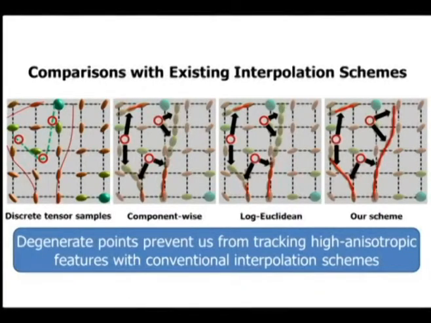Existing interpolation schemes usually stop fiber tracking unexpectedly because they cannot retain the anisotropic features around degenerate points due to their influence on the interpolated results. On the other hand, our proposed approach allows us to faithfully track these continuous fiber structures because it can carry out the tensor interpolation by taking into account such influence arising from the degeneracy in the field.